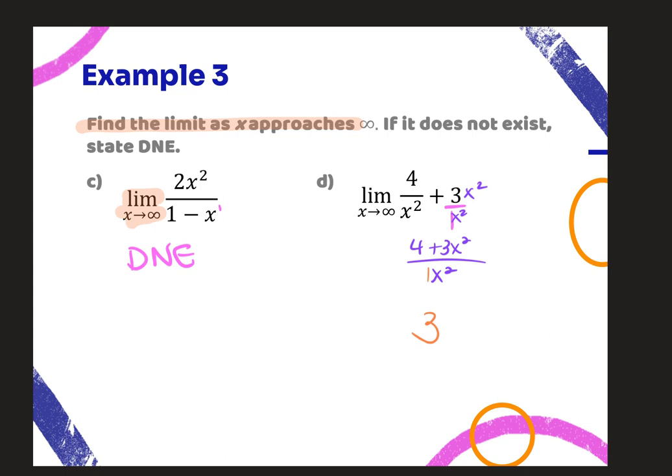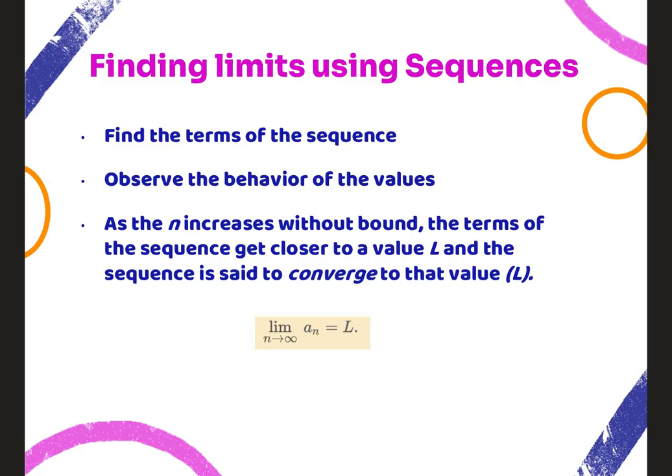No, because it's the leading coefficient. We go back to horizontal asymptote rules. And they're equal. All right, the second part of this is using sequences.